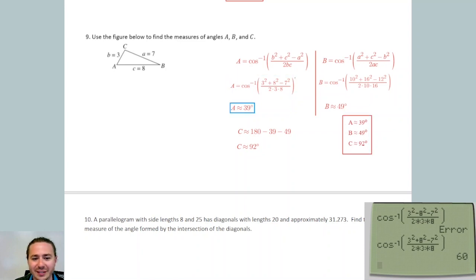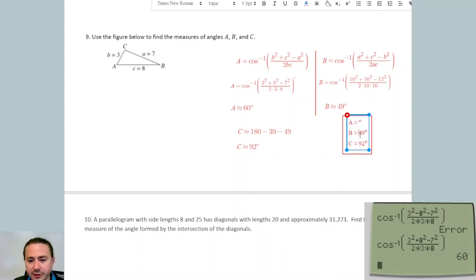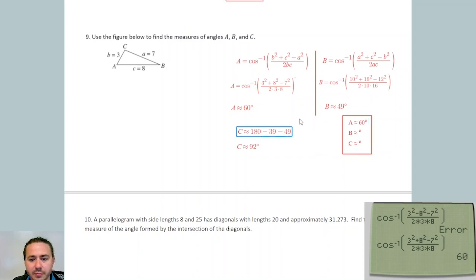Wow, we get a 60. Oh, okay. Is this going to be a 30, 60, 90 triangle? Kind of looks like it. We could check the Pythagorean theorem, but I don't think that's a triple, so I'm guessing this is not going to be a 30, 60, 90 triangle. Okay, so this one's 60. Might as well delete all this, these are not accurate. So we get 60. We'll find B next.